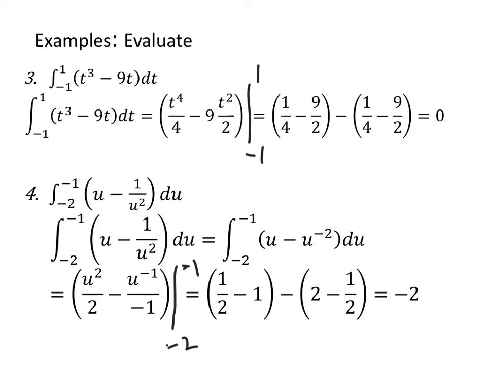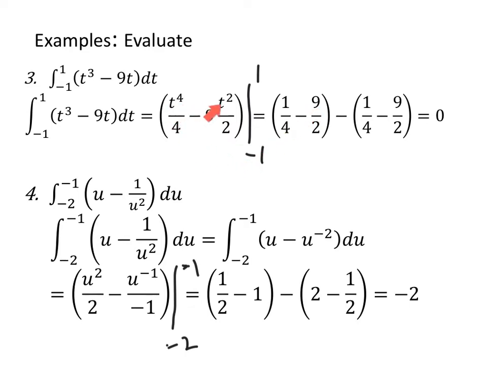Number 3, the integral from negative 1 to 1 of t cubed minus 9t dt. The integral of t cubed is t to the 4th over 4 minus 9. Leave our constant alone. Antiderivative of t is t squared over 2. Evaluated from negative 1 to 1. Meaning, first I put a 1 in here. 1 to the 4th is 1. So 1/4 minus 9 halves, right? 1 squared is also 1.